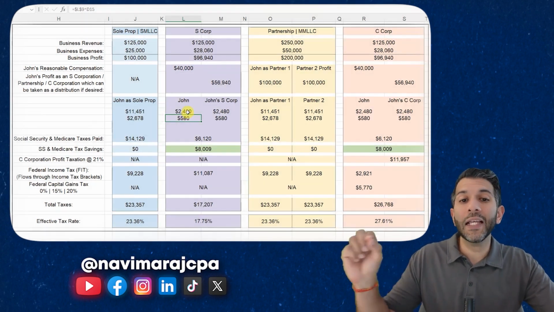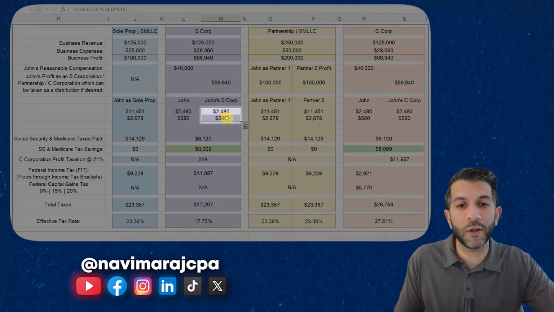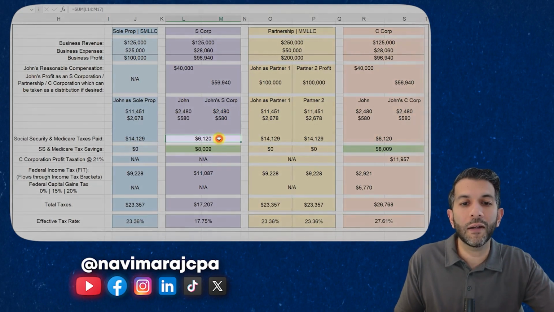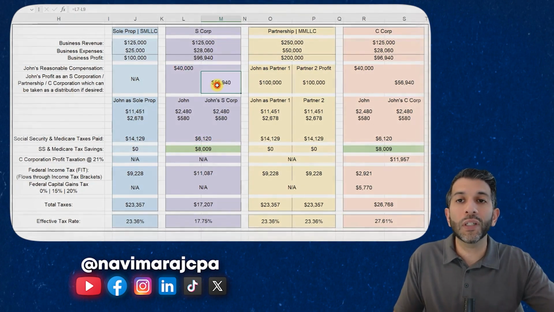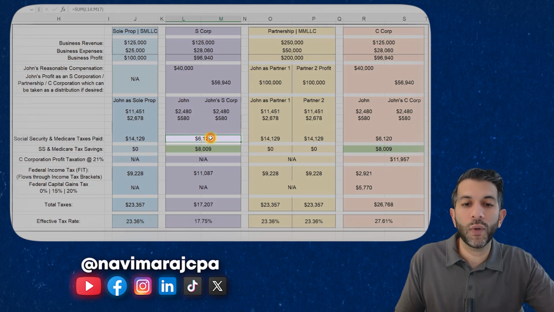Now, John's S Corporation also has to pay these FICA taxes. Again, that's Social Security and Medicare at the same rates. So John's S Corp is paying the employer portion of those taxes, same amounts, same percentages. So the total of that is $6,120. That's how much he's paying himself in reasonable compensation, which leaves a remaining profit of $56,940. So he's paying $6,120 in Social Security and Medicare taxes.